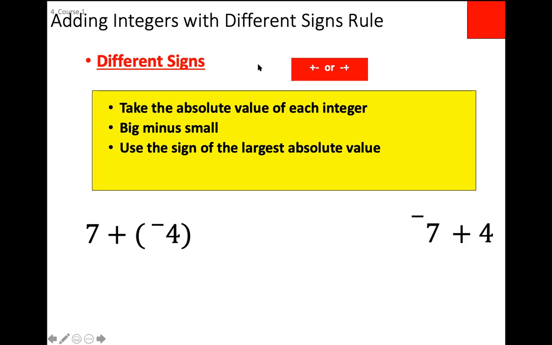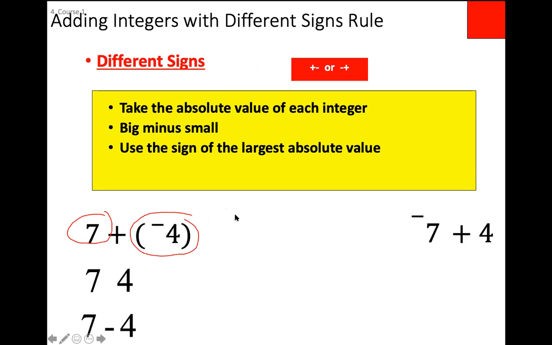So for these two problems right here, for the one on the left, I take the absolute value of both numbers. That would be 7 and 4. I subtract them, big minus small. 7 minus 4 is 3. And then I go back to the original two numbers. Originally, I had a 7 and a negative 4.